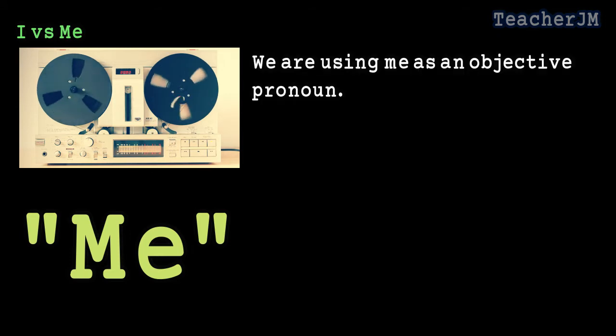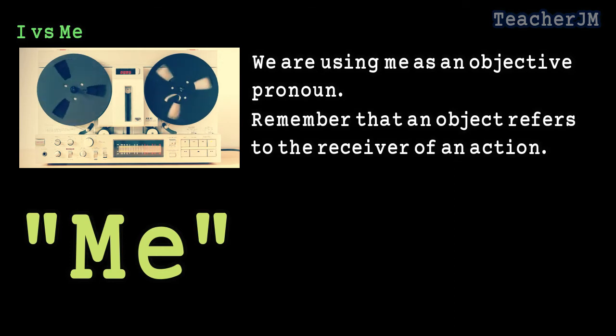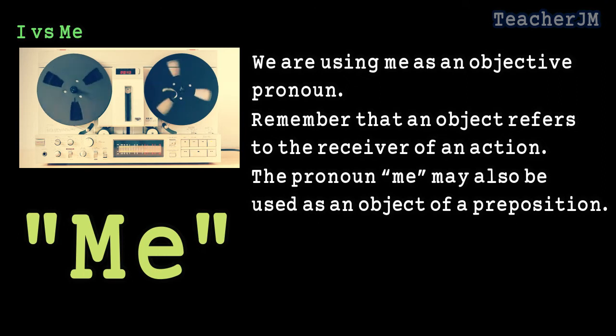The next question is, when are we using me? We are using me as an objective pronoun. Remember that an object refers to the receiver of an action. The pronoun me may also be used as an object of a preposition. In order to better understand this, look at the following examples.